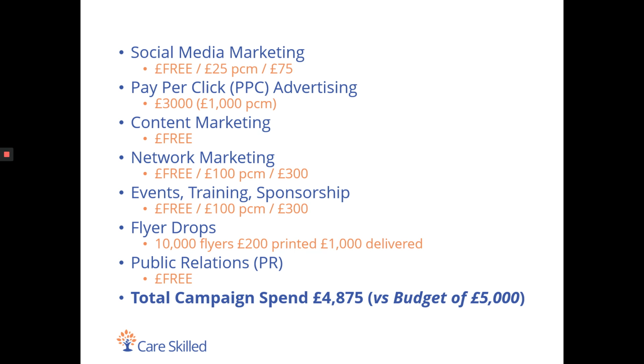Content marketing, doing that yourself for now. We can talk about professionals later on. Network marketing, that's free, but some of the network events you might go to might require a membership or a payment, so I've put a £100 per month budget in there. Events, training and sponsorship, I've put a budget of £100 in there for sponsoring some events. Flyer drops, 10,000 flyers, about £200 to have them printed, £1,000 to have them delivered. And PR, that's you doing it yourself. So in total, that comes to £4,875 spend against your budget of £5,000. So we're in budget there.